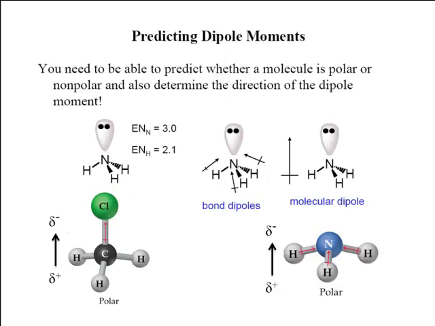Okay, and we just represent those dipole moments with those arrows, and then we put the delta negative for the slightly negative side, delta positive for the slightly positive side of the molecule. All right, but that's going to be it for dealing with polarity of bonds and polarity of molecules.